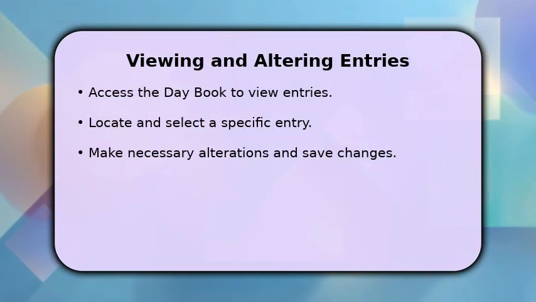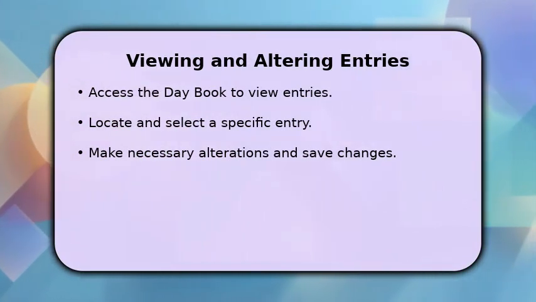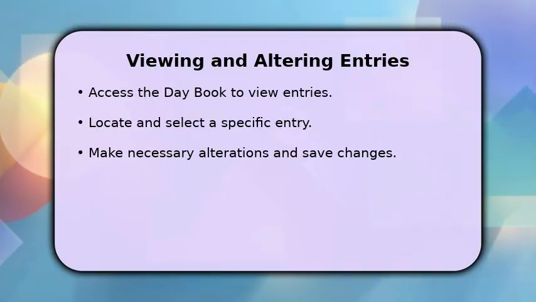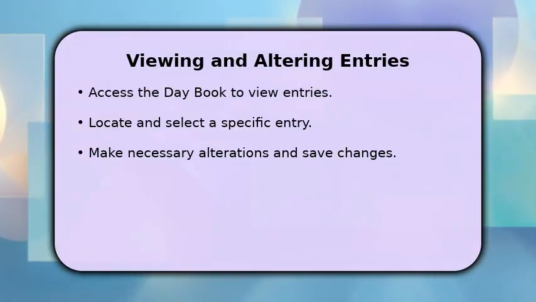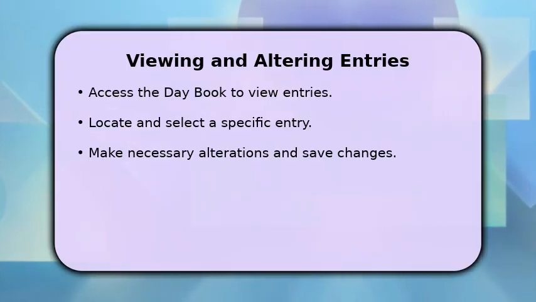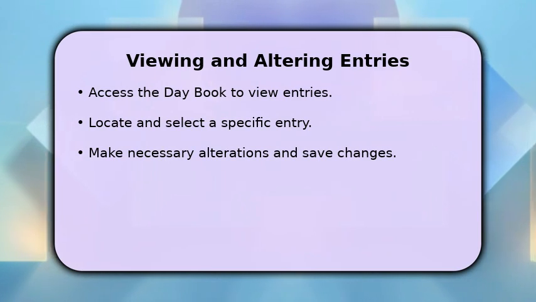To review or modify past entries, navigate to the display menu from the gateway of Tally, then select Daybook. Here, you can see all your daily transactions. Find the specific journal entry you wish to alter, select it, and make any necessary corrections. After making changes, remember to accept the voucher again to save your updated entry.